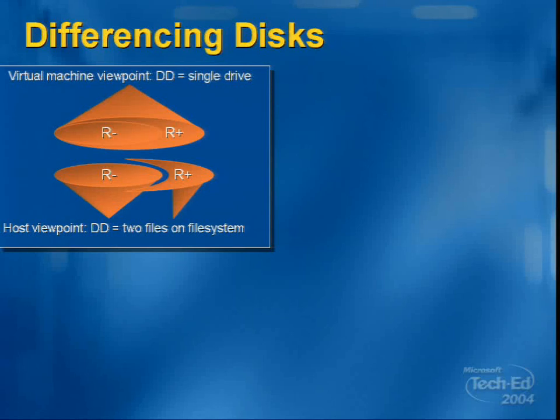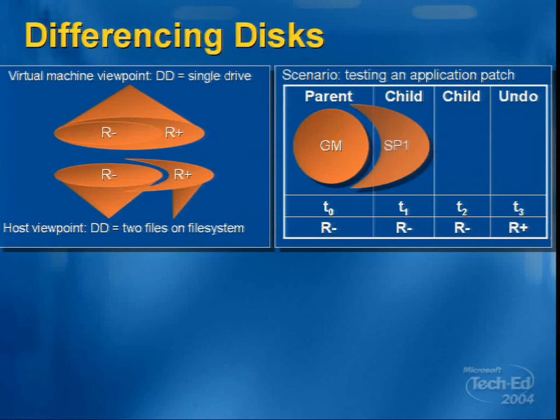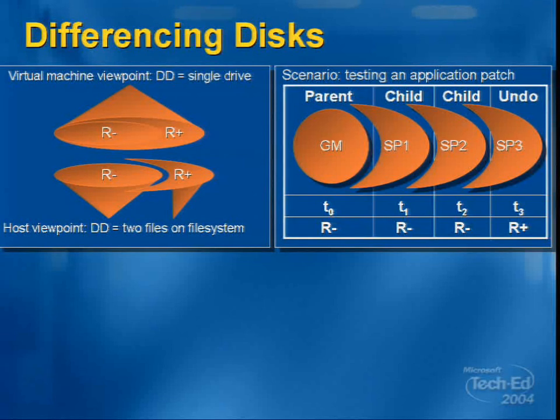It sees no difference. From the host perspective, on the other hand, there are two files, the main one and then the differencing drive. So one of the things that we look at in testing scenarios is exactly that. You maybe start off with a gold master image, and then you can start to apply service packs to it. And one base drive can be the root for multiple differencing drive trees.